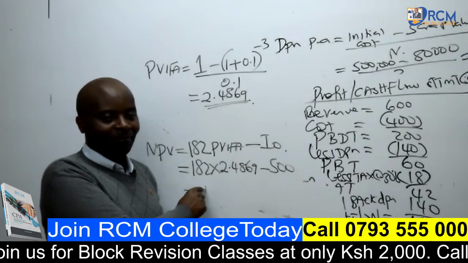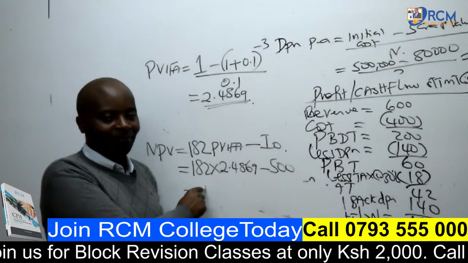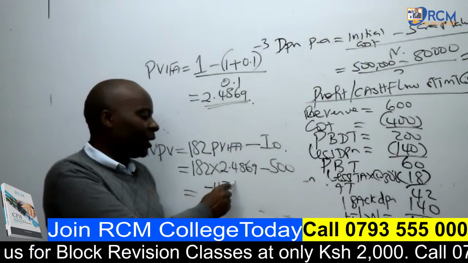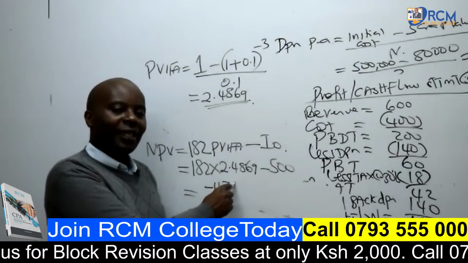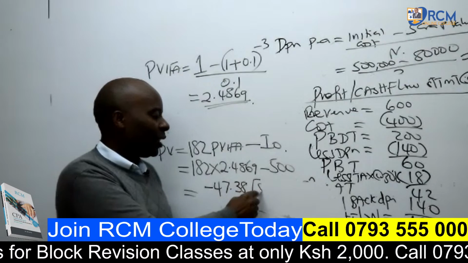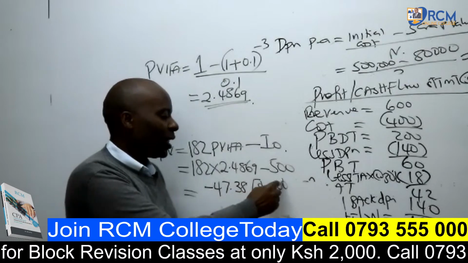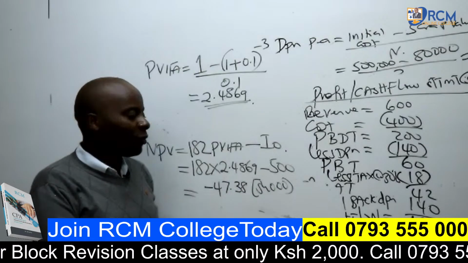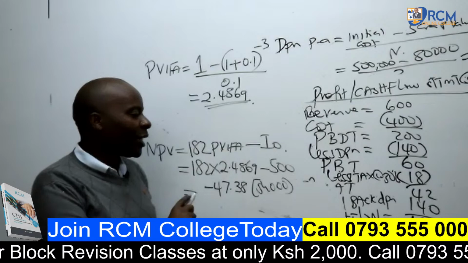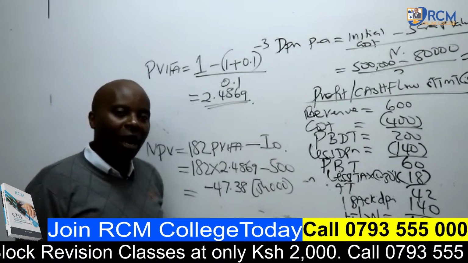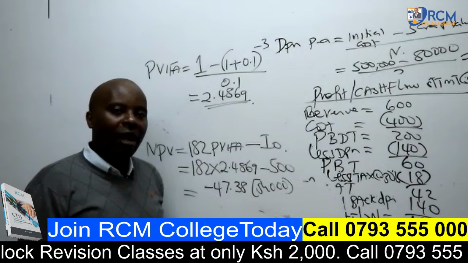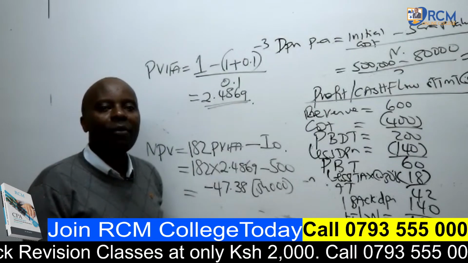Most of them are getting minus 47.38. And remember, these figures are in shillings, what year? Thousands. So if this figure is correct, then this project, I have to mention for a mark, I have to mention, ladies and gentlemen, that this project is not viable.